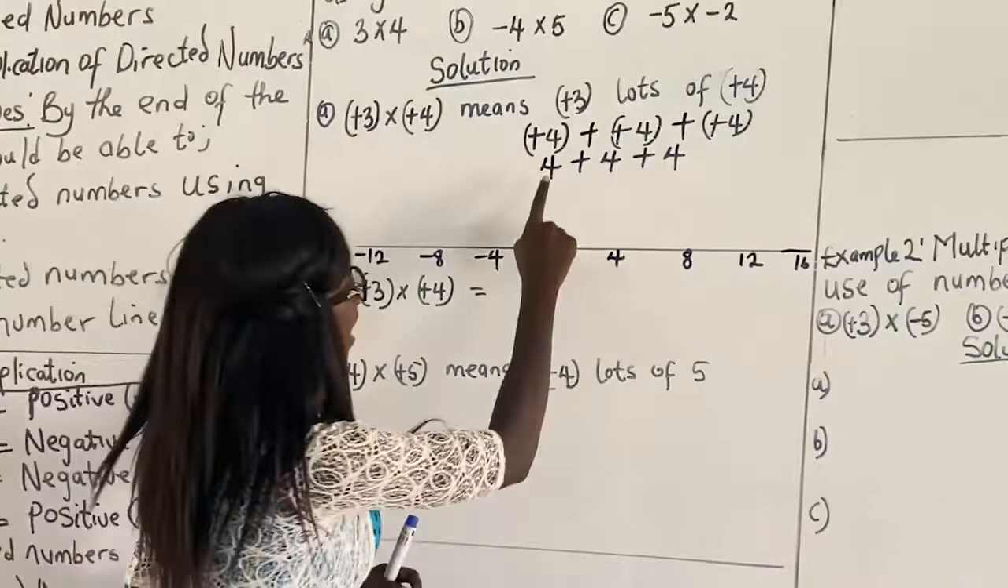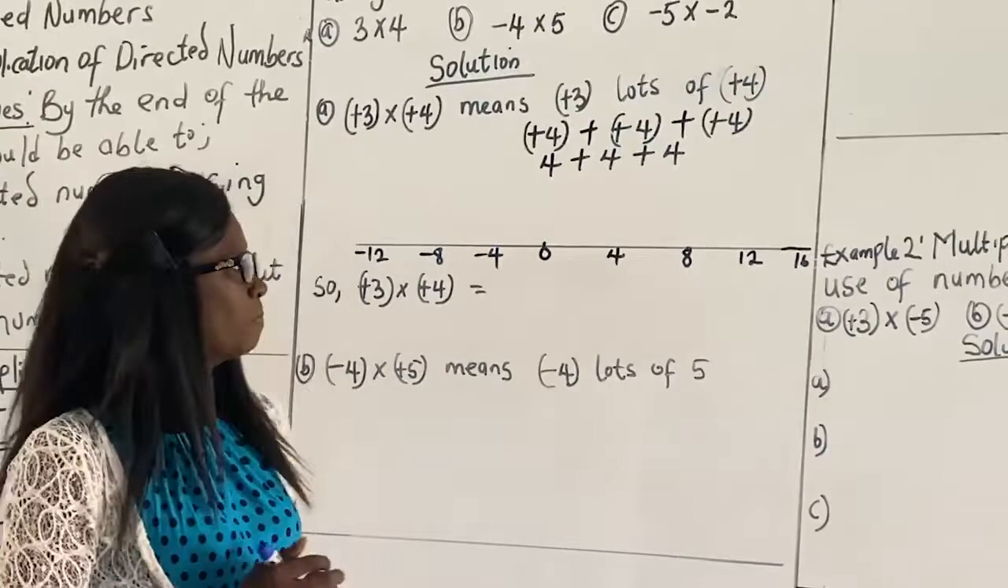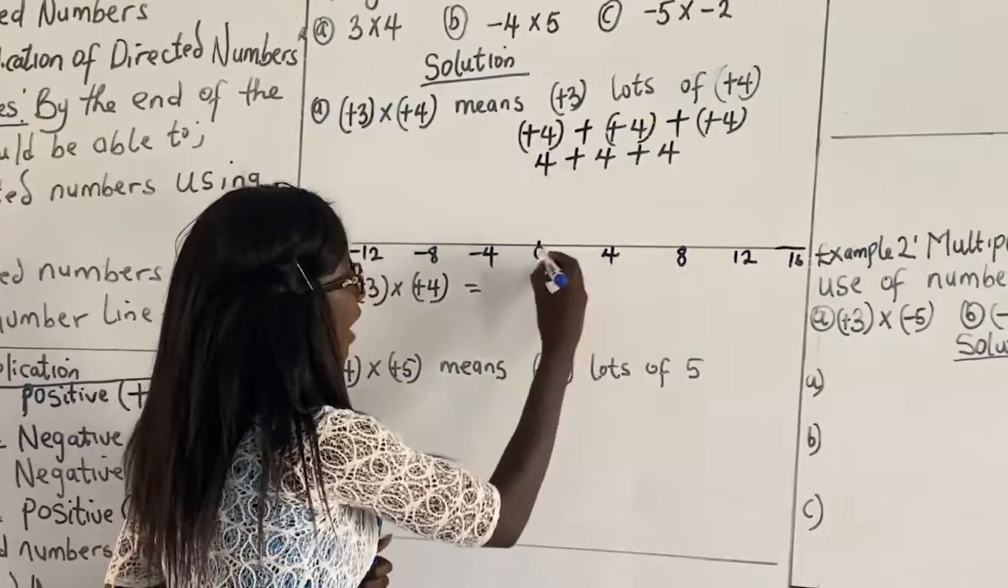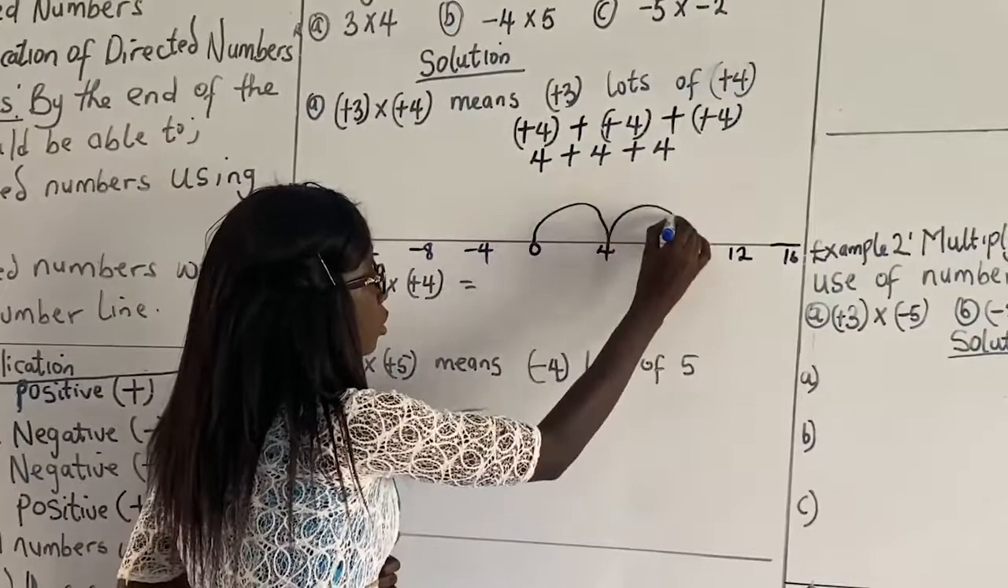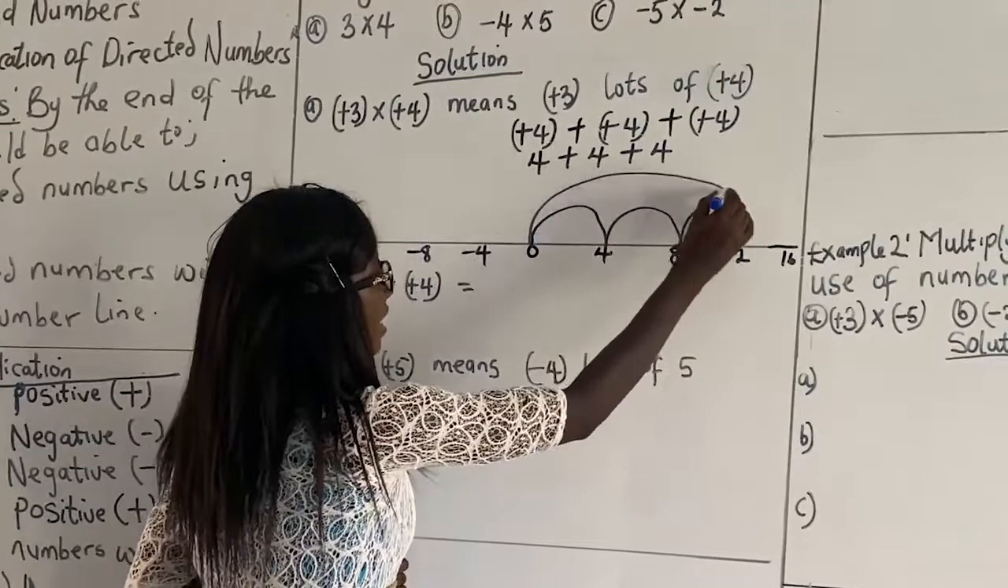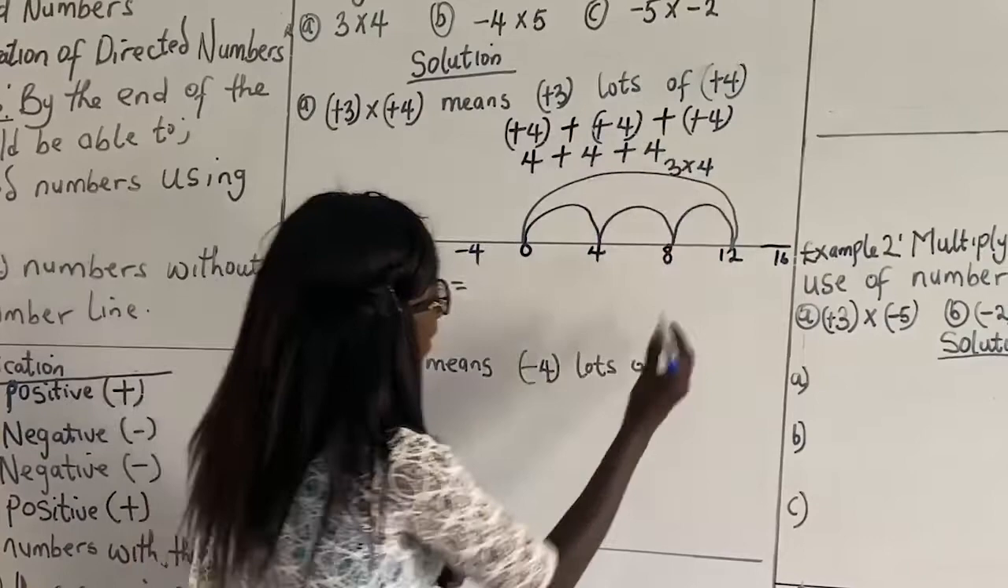Is that fine? Good. Alright, so now let's do this. I'm moving now 3 times. Let's count, count with me. This is 1, 2, 3. So that means this is 3 times 4. This is 3 times 4, and my answer here is 12.